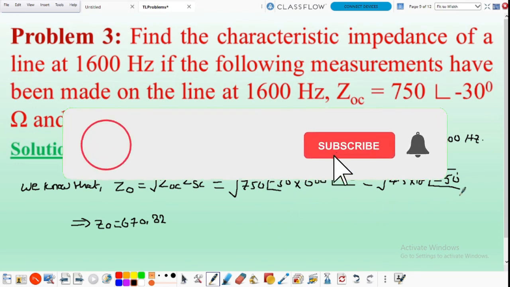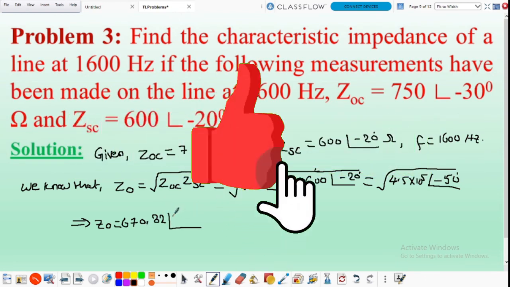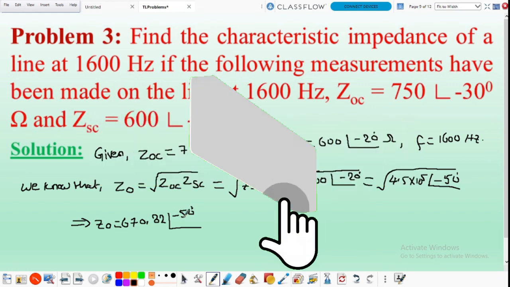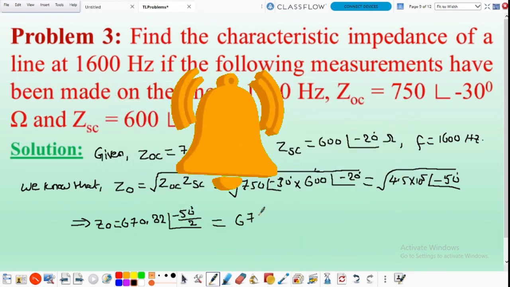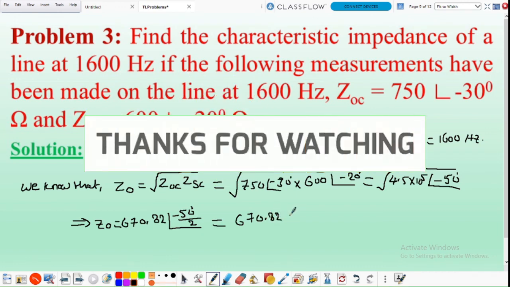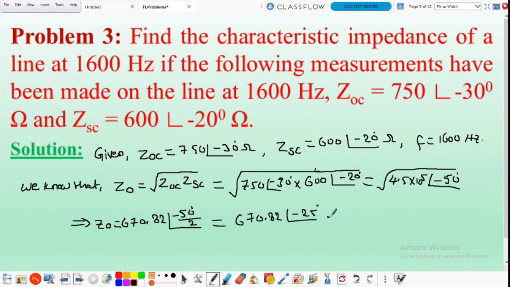Now the angle is the square root of the angle of minus 50 degrees, which is minus 50 degrees divided by 2, that is equal to minus 25 degrees. So Z naught is 670.82 at an angle of minus 25 degrees, and the characteristic impedance is measured in ohms. So this is the procedure, so we can determine characteristic impedance from the given data: open circuited impedance and short circuited impedance.